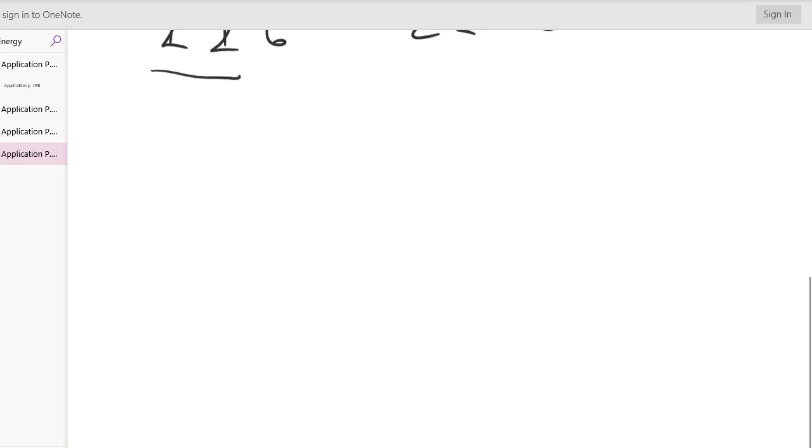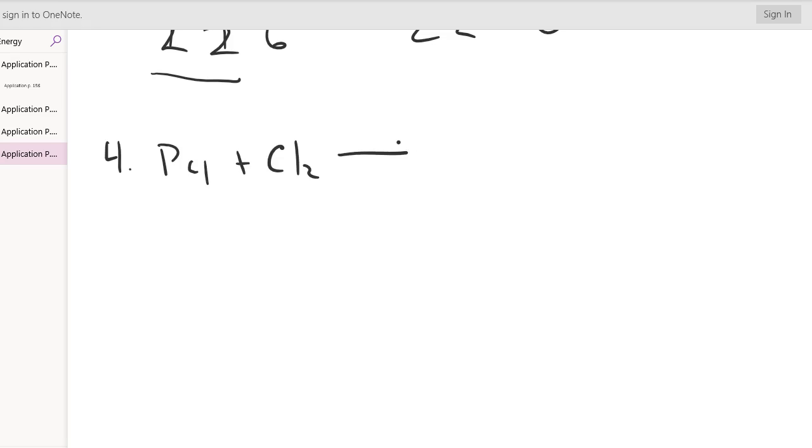Let's look at problem 4. Try and do this one on your own again. This is synthesis of phosphorus trichloride. So we have P4 plus Cl2 yields PCl3. Let's just put our total number of atoms on each side. So for P we have 4, and for chlorine we have 2, and on the right-hand side we have 1 and we have 3.